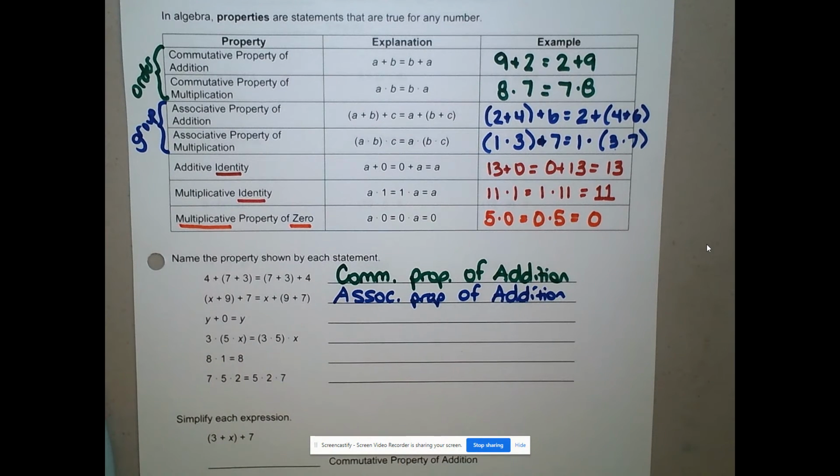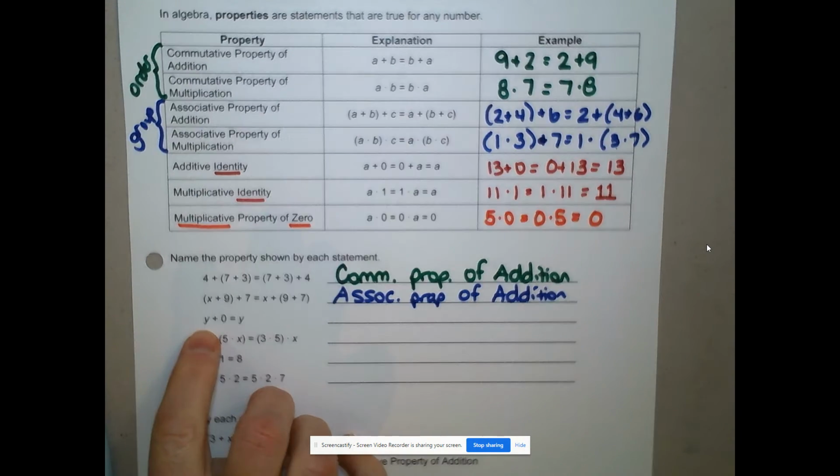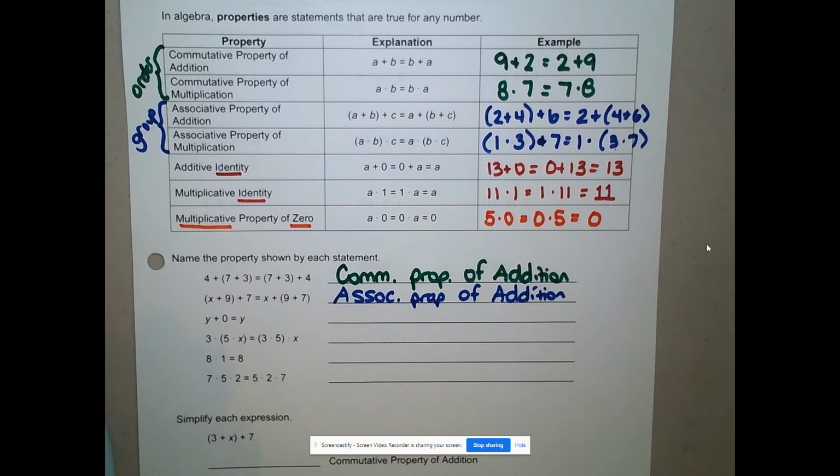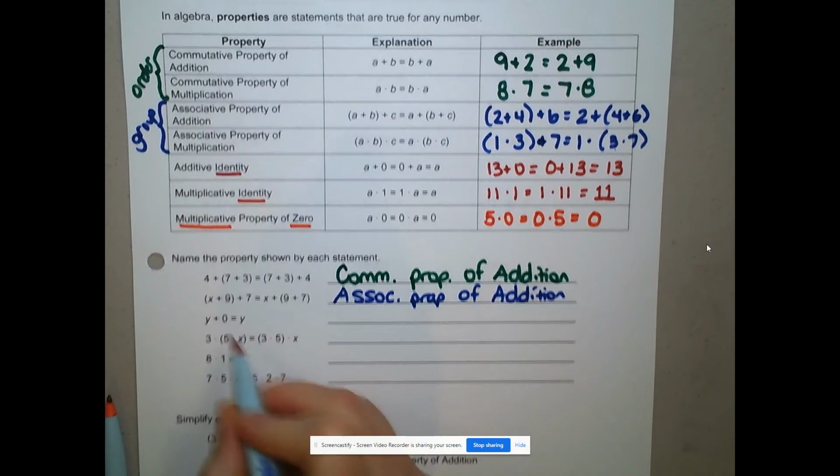Then I've got y plus 0 equals y. So the y stayed a y. It kept its identity. That makes it the additive identity property because it was addition.